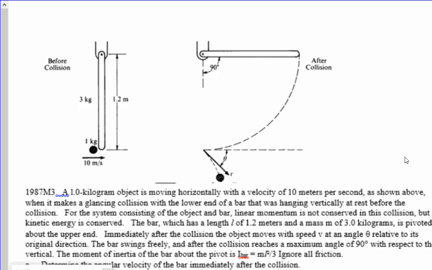This particular question has some interesting parts in the stem of the question itself. If you haven't noticed, let's take a peek. You've got this situation here where this is our before collision, where we're dealing with this little blob coming at the bar. And then it hits it and smacks it. And of course, the blob then goes this way over here.